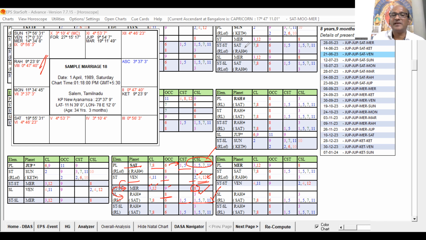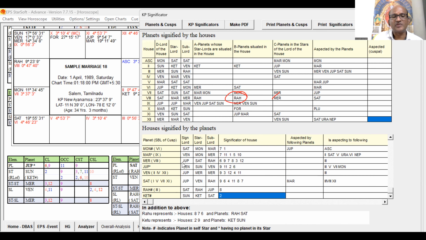Now, who is going to give the marriage, right? Who is that Dasa Lord? Rahu Dasa was running. You check whether Rahu is favoring the marriage. If you take as per KP, Rahu occupying the eighth house, right? I will take the KP significator in the software, it is there. If you take the KP significator, Rahu is occupying the eighth house. Rahu represents Saturn. Saturn is 9, 6, 4, 11, 8, and 7. Right? Saturn is 9, 6, 4, 11, 8, and 7.